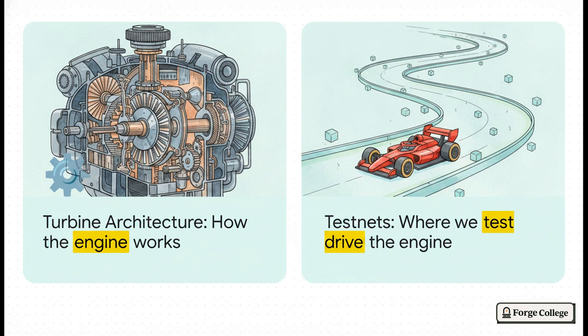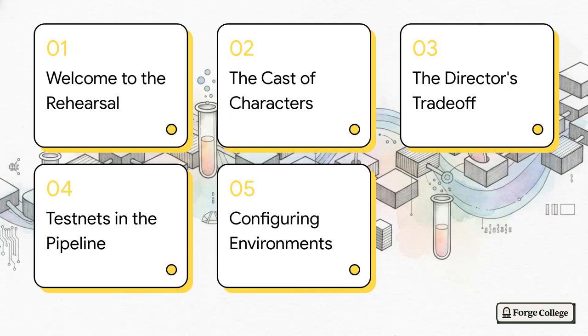They're where we test drive the engine and rehearse the performance entirely safely, using valueless tokens, so we can experiment wildly without ever risking real funds. So here is our playbill for today's explainer. First, welcome to the rehearsal, then the cast of characters, the director's trade-off, testnets in the pipeline, and finally, configuring your environment. Let's get right to it.